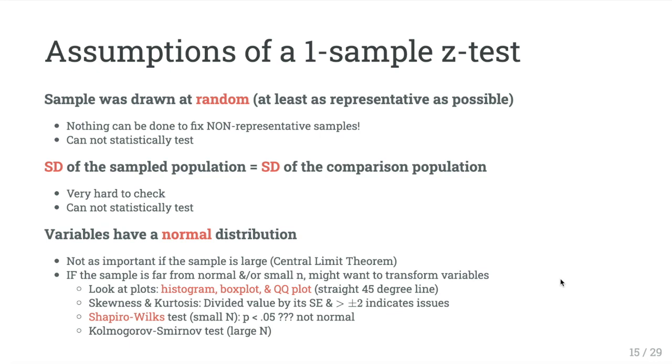It's used sometimes, but it's very sensitive to sample size, so it's not a very consistent test. And you also can use the Kolmogorov-Smirnov test with really large n, but again, generally when you have a large n, you don't have as much of an issue with normality anyway.